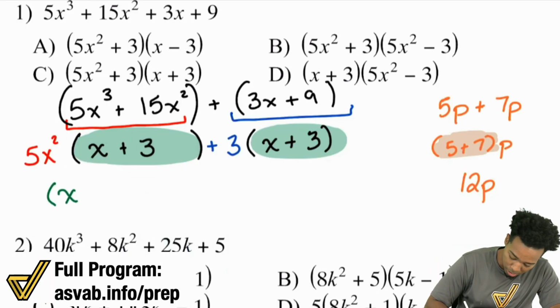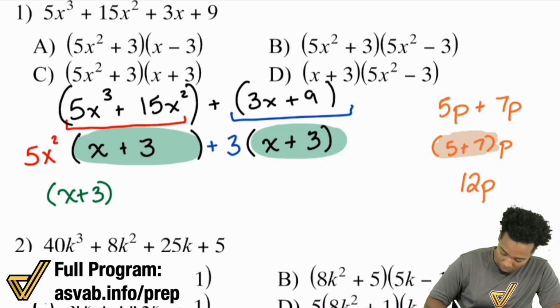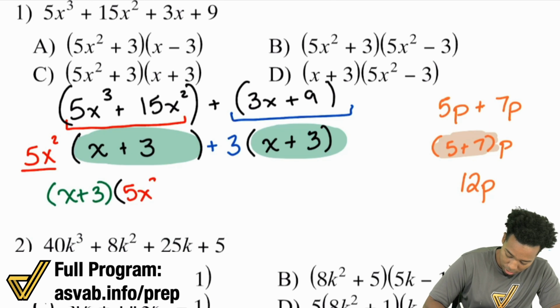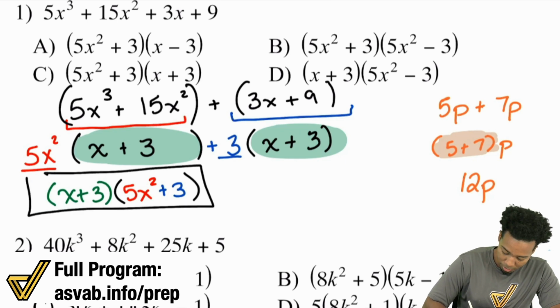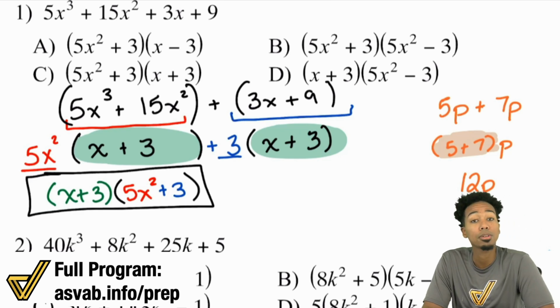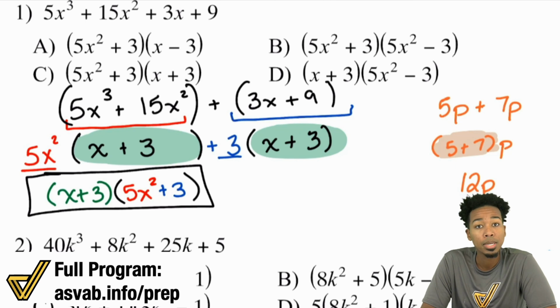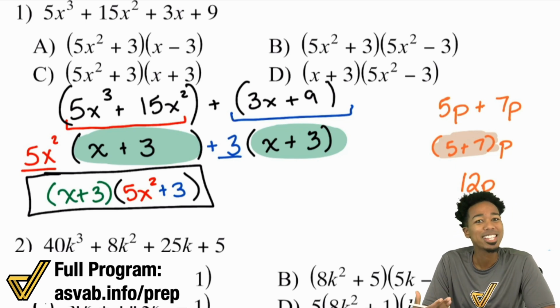The x plus 3 can come out, and what's left on the inside? Well, what's left on the inside is going to be the 5x squared plus the 3. Then you close that parentheses, and there it is. You are done with factoring by grouping. That's it right there. Again, this seems like it's simple and hard at the same time. I know, because you do need to have practice.